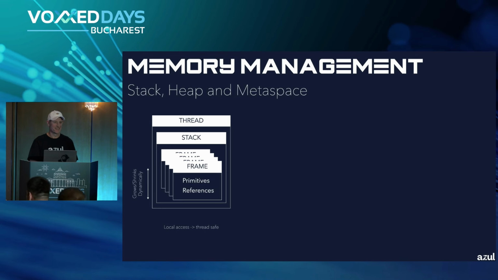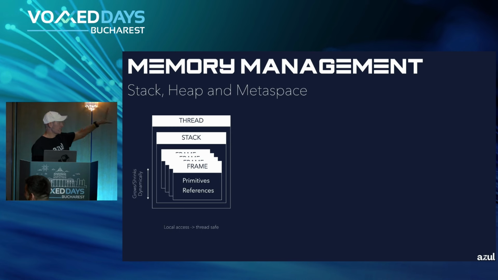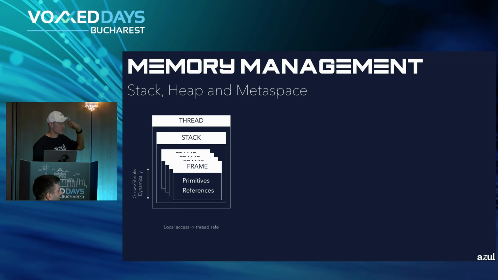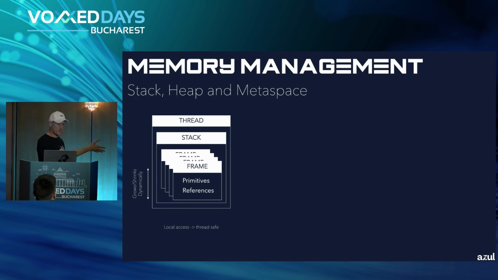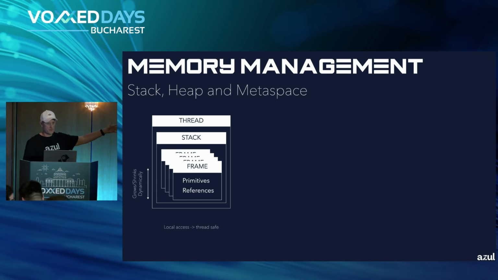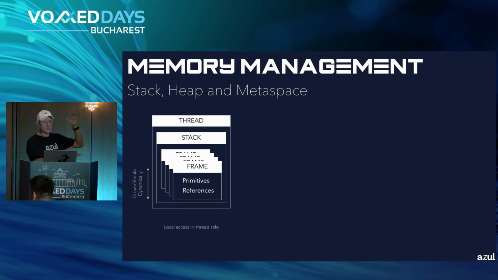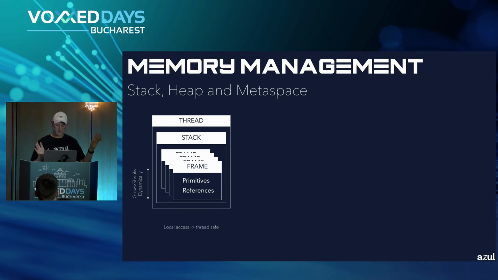All right. Okay, so like I said, we have threads, and for each thread we have a stack, and on the stack we store so-called stack frames. With each method that will be called, there's a new stack frame on that stack. And in that stack frame we store primitives and references, right? And this grows and shrinks dynamically, so we don't have to do garbage collection here. It's thread safe, it's all good.